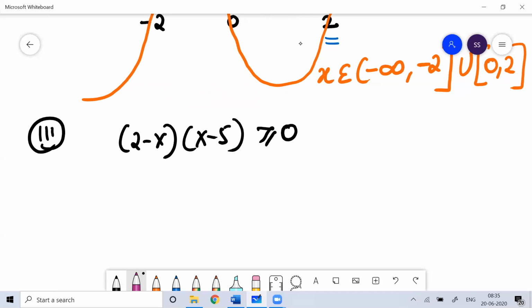So if I multiply by -1 here, I can write this equation another way. But otherwise, don't multiply at all, you can simply draw the number line. If you put 2 minus x equal to 0, the value of x can be 2, and the other value of x can be 5.